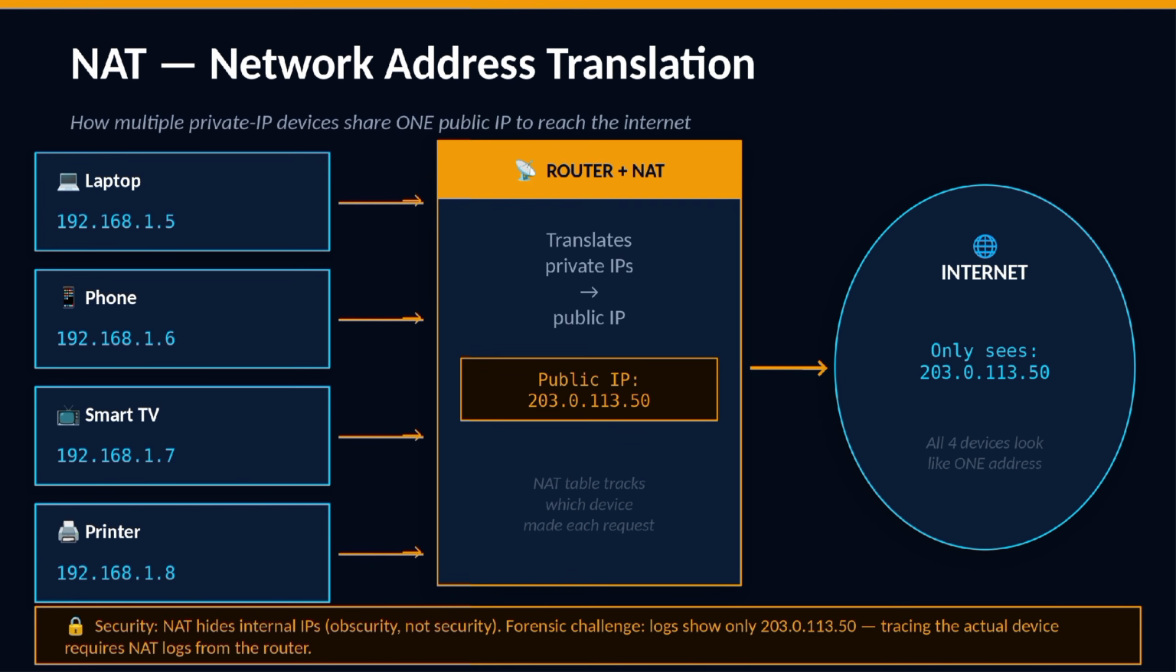Cybersecurity relevance. NAT can make forensic investigations tricky. If you see traffic coming from a public IP like 203.0.113.50, that might not be one device. It could be a router representing hundreds of internal devices. To find the real source, you need logs from the NAT device itself.